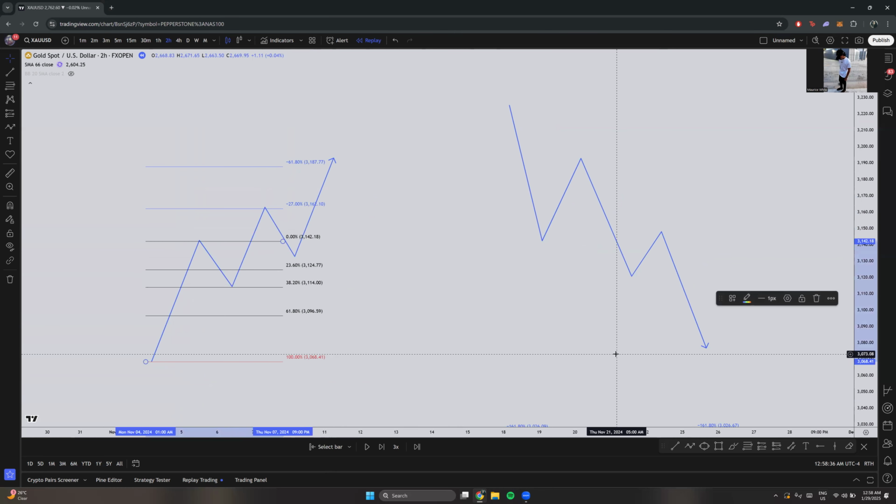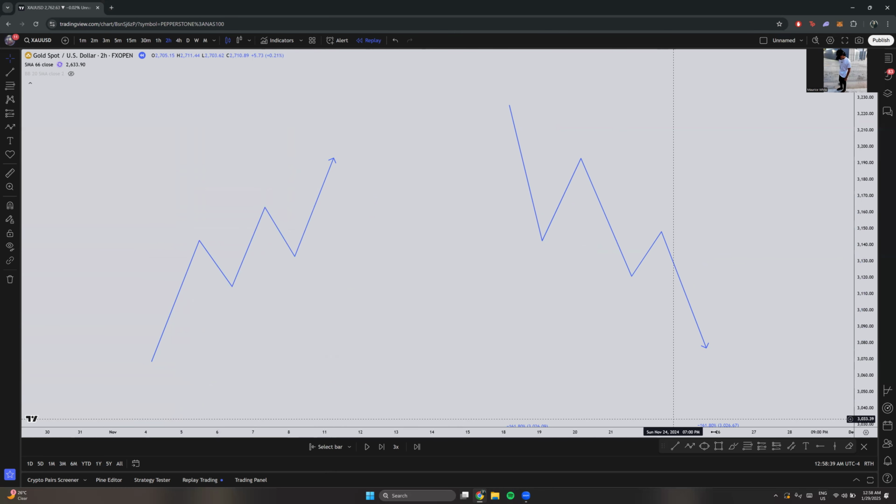Okay, so now we could deal with this. So you see how it helped us to identify where the support was and where we could look to take profits. So now let's draw the Fibonacci tool on this area here.